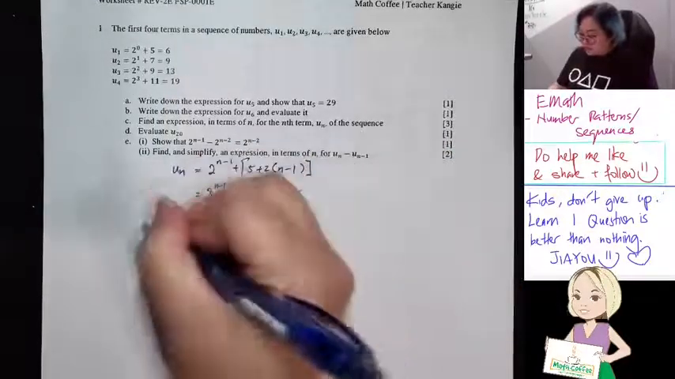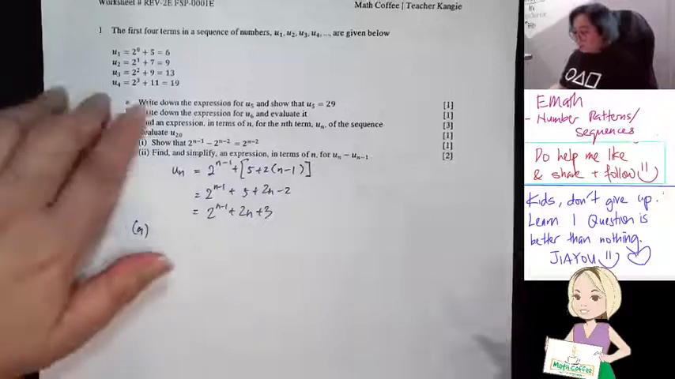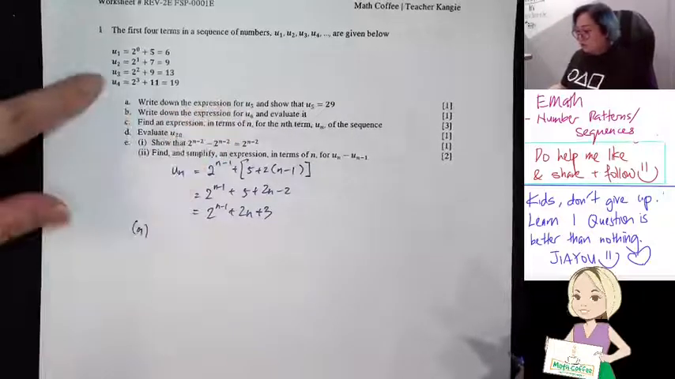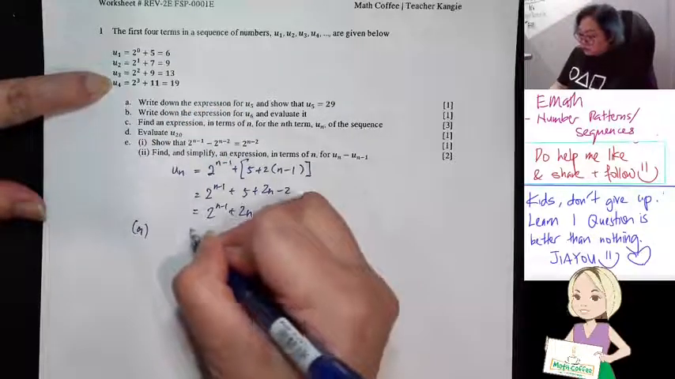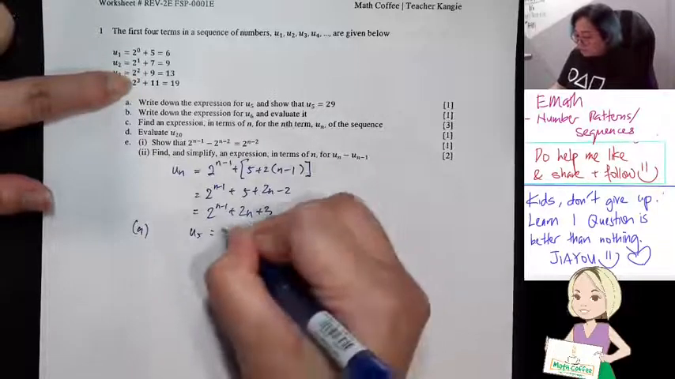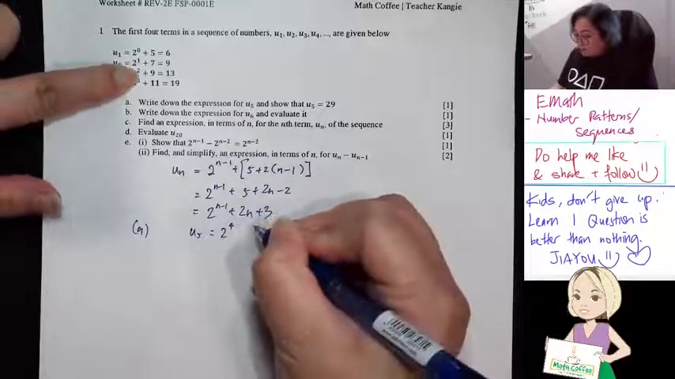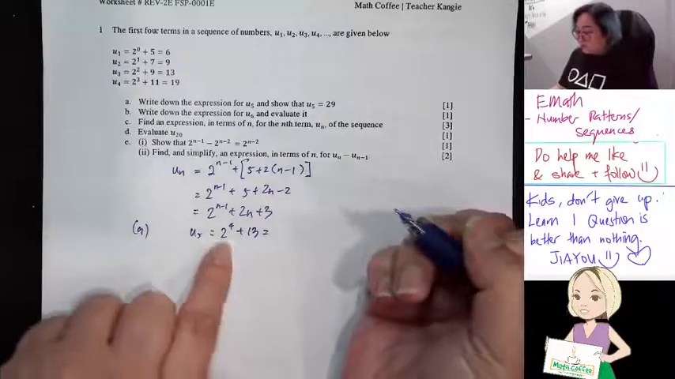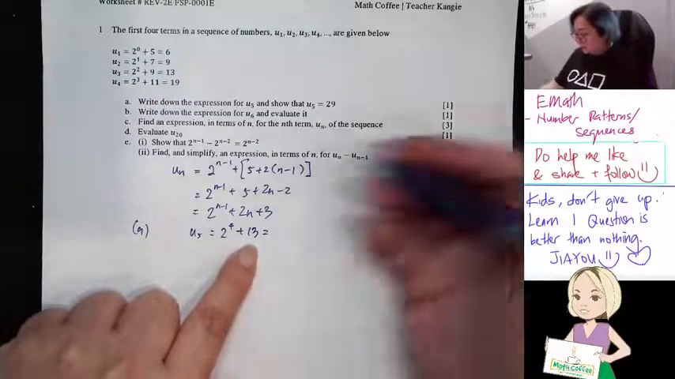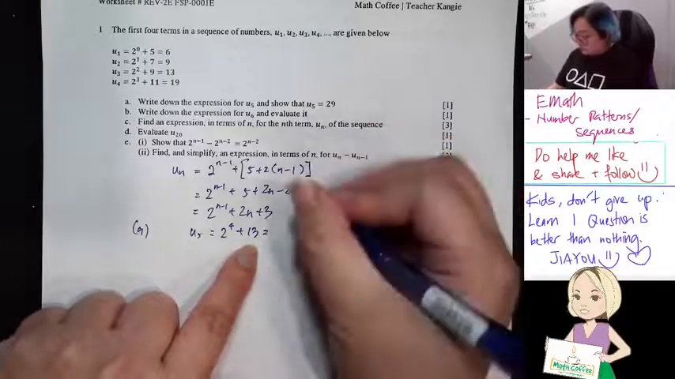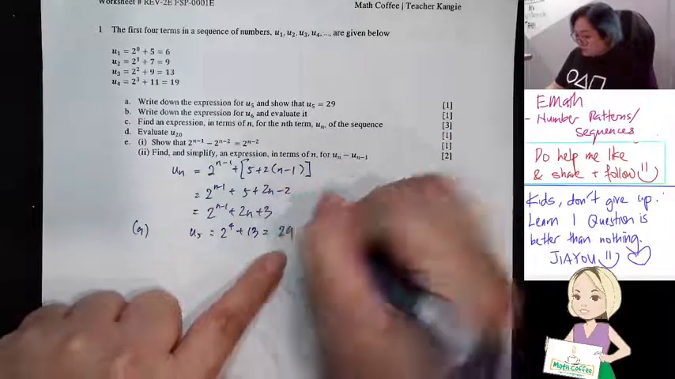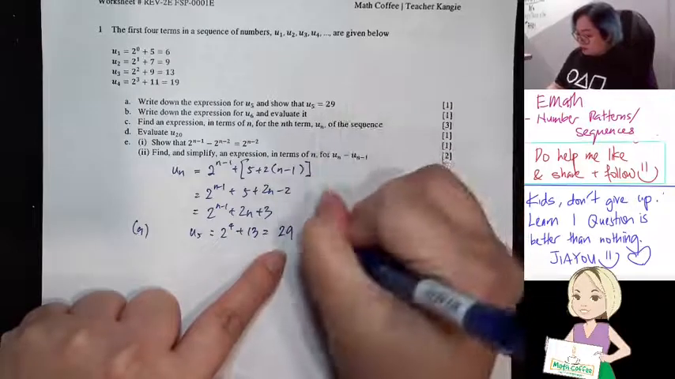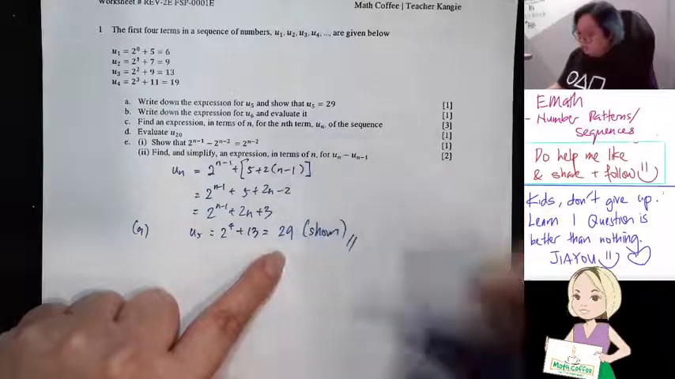Okay, so now let's settle our part A first. They said write down the expression for u5. I already have my u4 here. So u5 is just 2 to the power of 4 plus, and we know the next one is 13. Then this one is just press calculator, 16 plus 13. So you get 29. They ask you to show that it is 29, so you just say shown. Done.